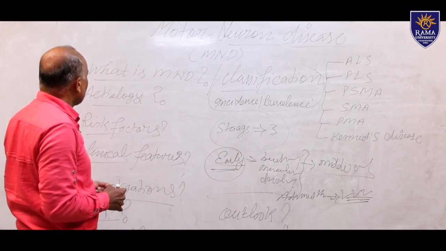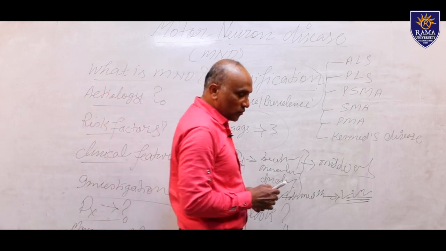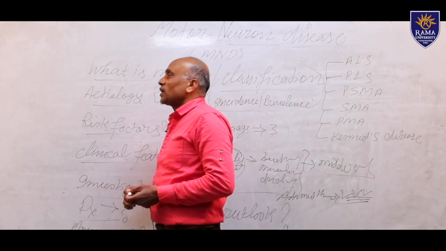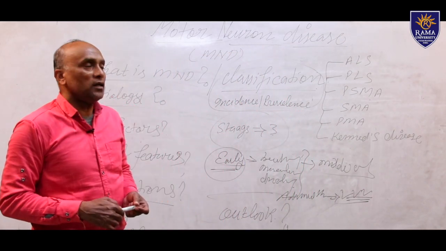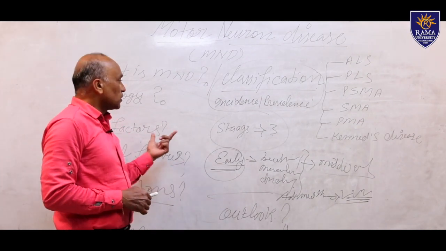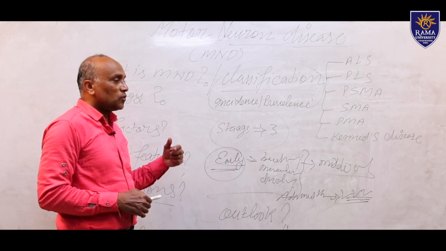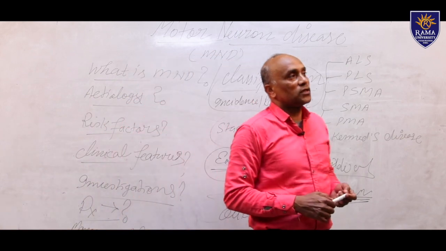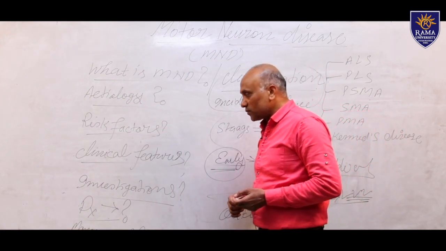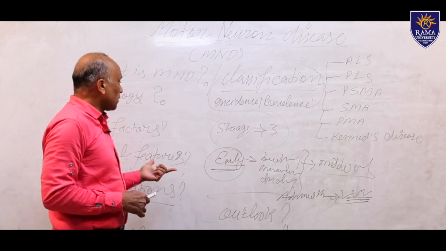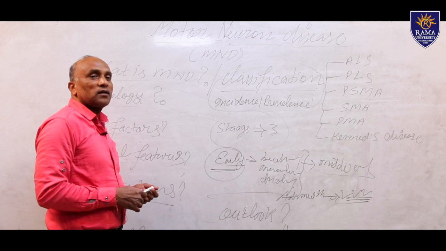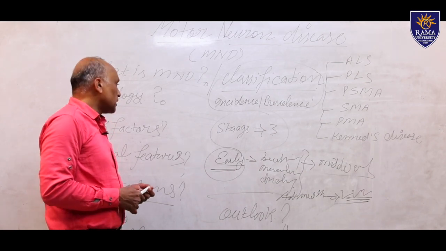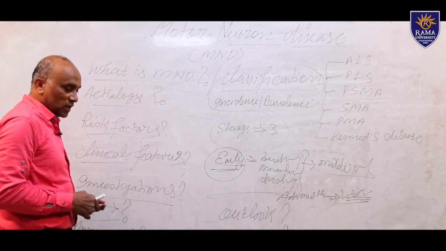Next we will talk about the risk factors. Risk factors are those factors or determinants which finally lead to the cause of the disease. As we already discussed the causes, we can already get an idea about the risk factors. The risk factors of this disease, as already explained, are sporadic conditions or inherited conditions.